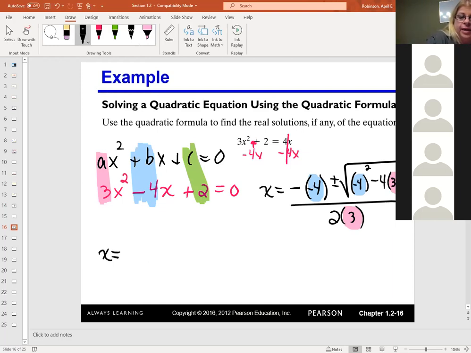All right, let's see what we get on this one. I got the double negative again, the minus 4, so that's a 4, plus or minus. Let's see if I can do all this in my head.